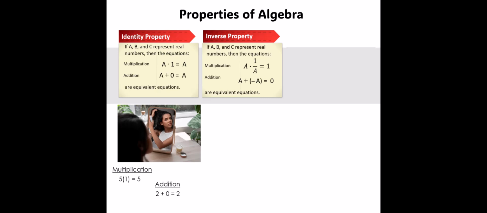Now, I don't have a really great way to memorize these, so let me show you some examples. For multiplication, we could take 3 times the reciprocal of 3. That's 1/3, and we get 1. For addition, I could take 2 plus the opposite of 2, or negative 2, and that's 0. I hope this is going to help you memorize the properties of algebra.